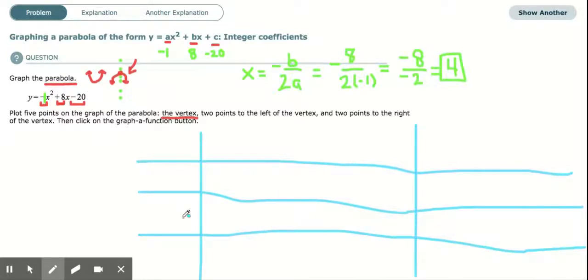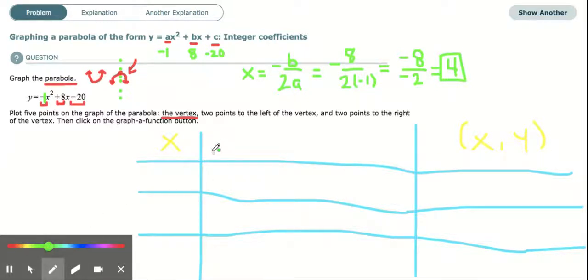Okay, I'll just do 3 points so that you can get the idea of it. All right, so we're going to see what we get. We're going to input our x value and get out our y value. I'll write it as an ordered pair over here, and then here we'll show our work, okay?